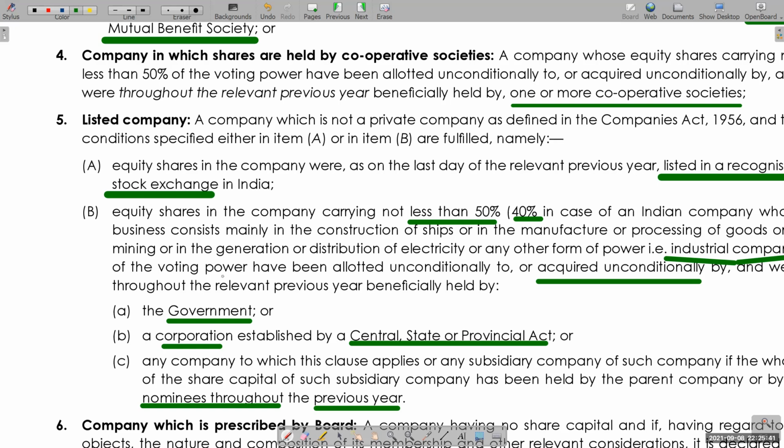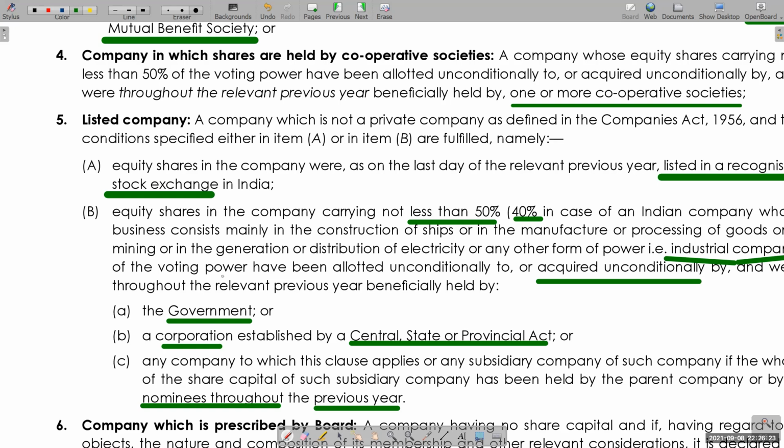This 50% applies when it comes to normal companies. But when it comes to industrial companies, that is manufacturing, processing, construction of ships, generation and distribution of electricity, or any other form of power, then 40% of the Indian company's voting power is enough. If 40% of that Indian company's shares voting power is held by the government or a corporation established by central, state or provincial Act, or any of the subsidiaries which is a wholly owned subsidiary.